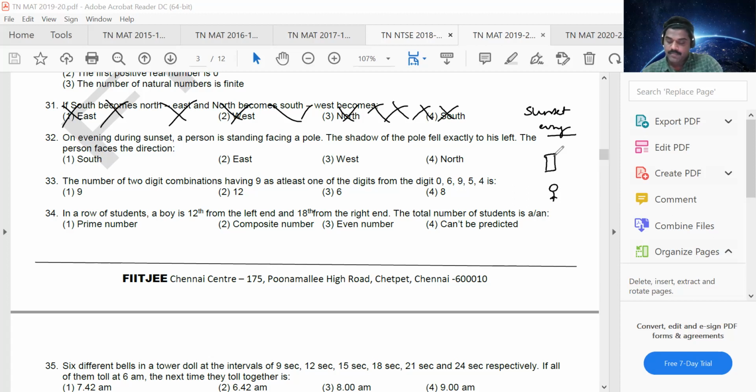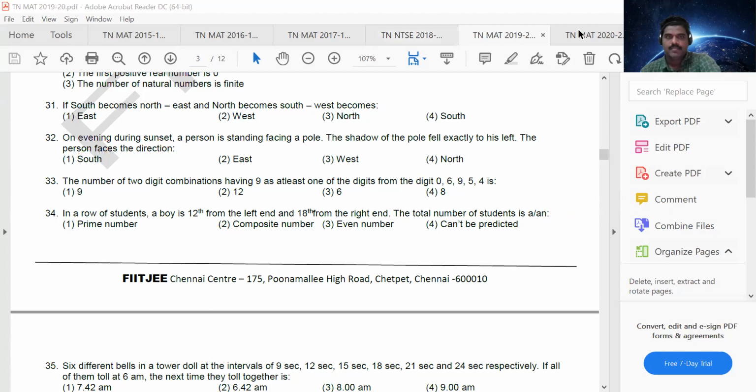The shadow of the pole fell to his left, in the sense that the pole's shadow is falling to the right of the pole. So if the shadow is falling to the right of the pole in the evening, the pole would be facing north, or you can say the person is facing south, right? So the person faces the direction south. Same question with pole. So that shows how important the shadow concept is, right?